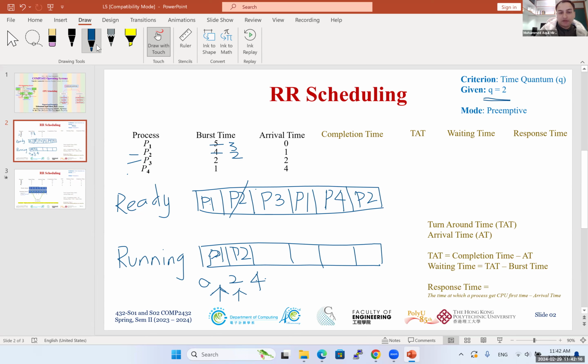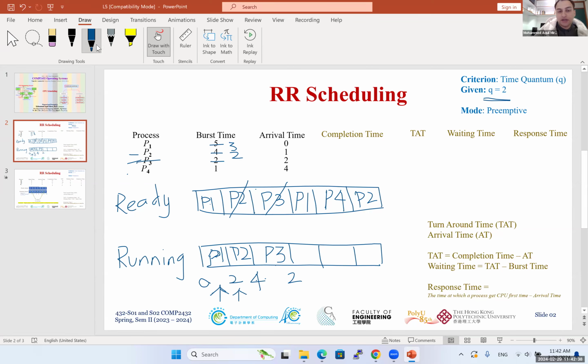Now after this, P3 will move from the ready state to the running state. How long will P3 work? P3 will work for 2 seconds, and here it also needs the CPU for 2 seconds. So we will complete its process. Once the process is completed, you see that process P3 has finished its execution and it will terminate.